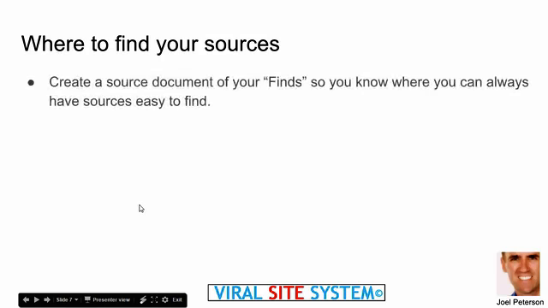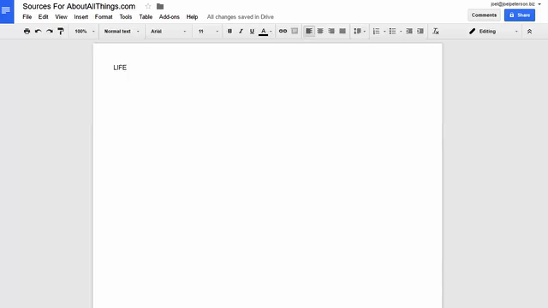So let's talk about the sources. This is the part that you want to do. So first of all, what you want to do is create a source document with your finds. You want to create some kind of document, some kind of tracking system where you can always go find your sources on whatever topic. You can keep track of this any way you want.